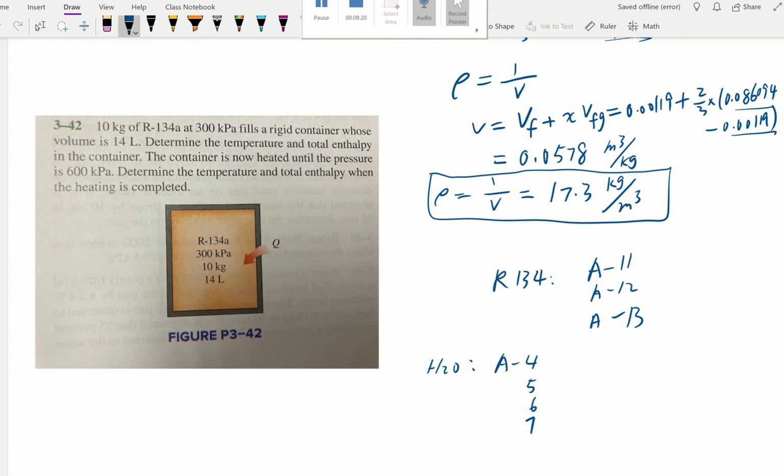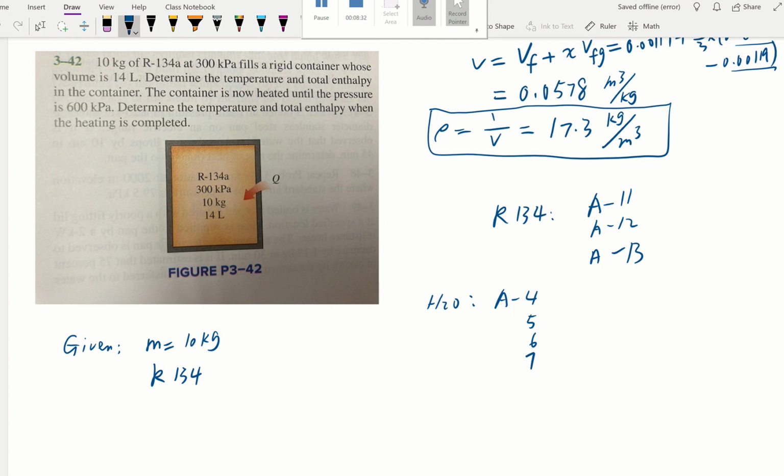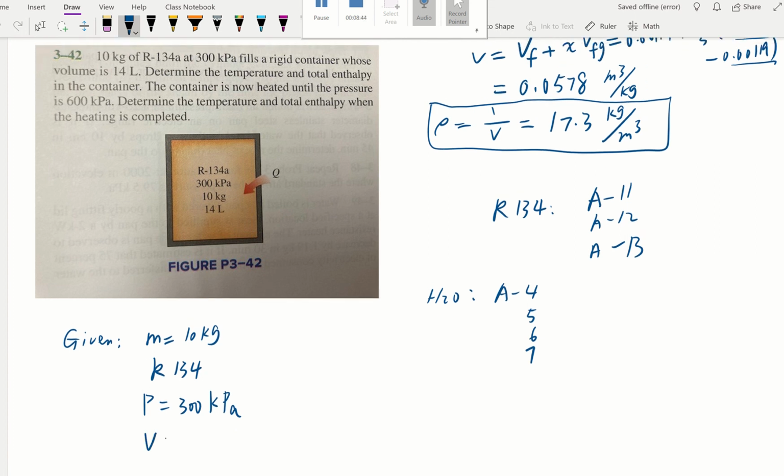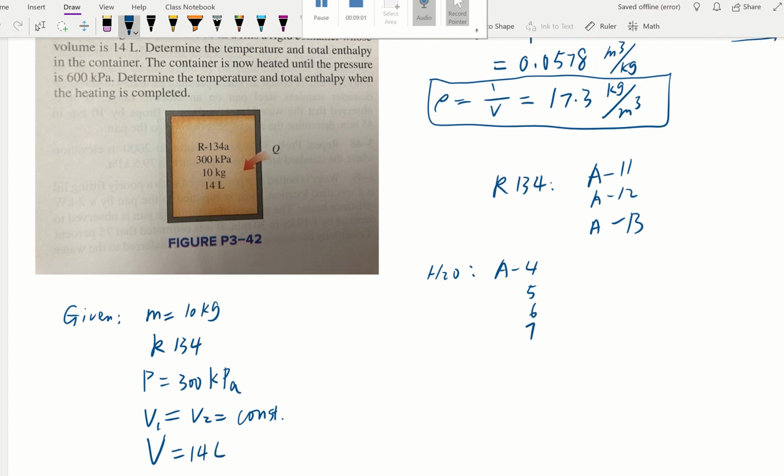All right, so let's write down what's given while we read this problem out. Its mass is 10 kilograms, and it's R134. Pressure is 300 kilopascal. And it's in a rigid container, so in other words, our V is constant, V1 equals V2. If they have an initial volume and final volume, it's going to be the same, constant. And it tells us the volume, big V, is 14 liters. Determine the temperature and the total enthalpy.